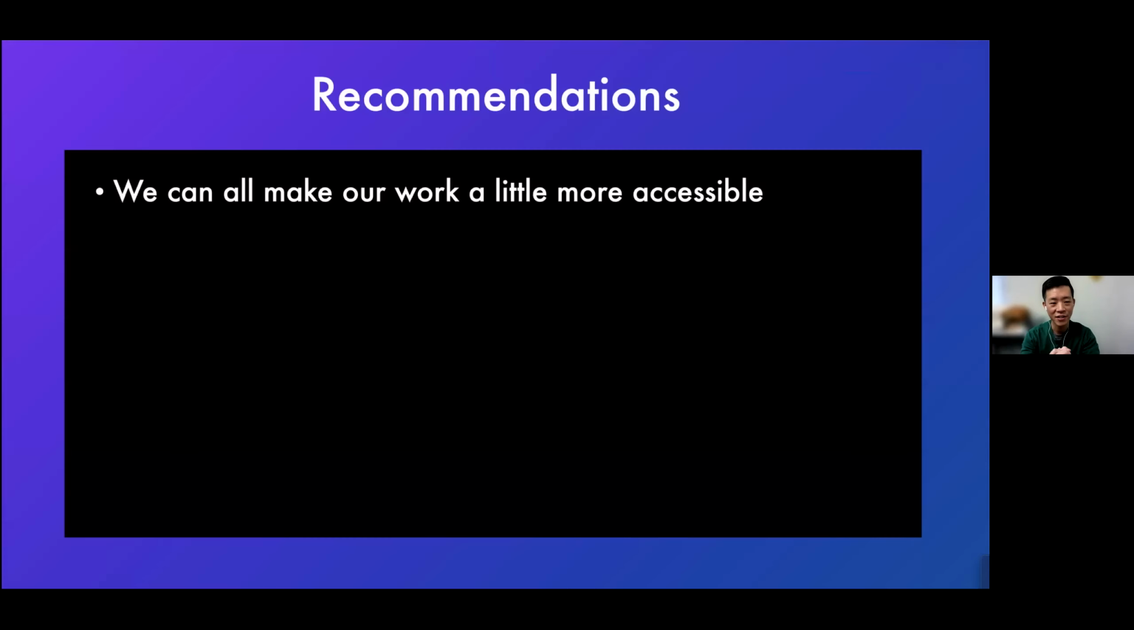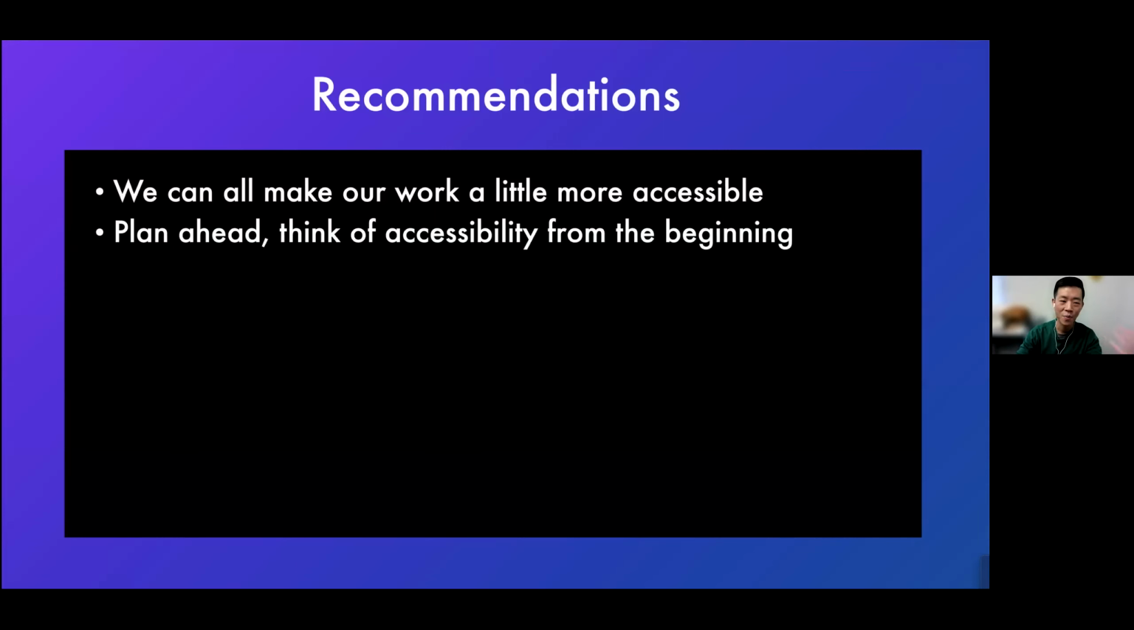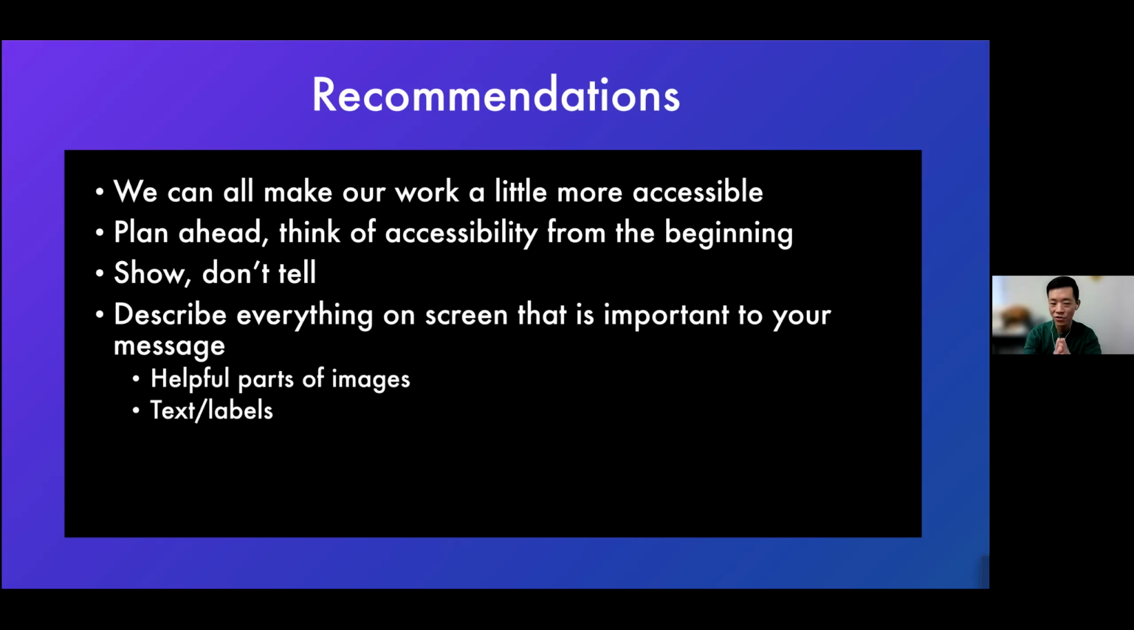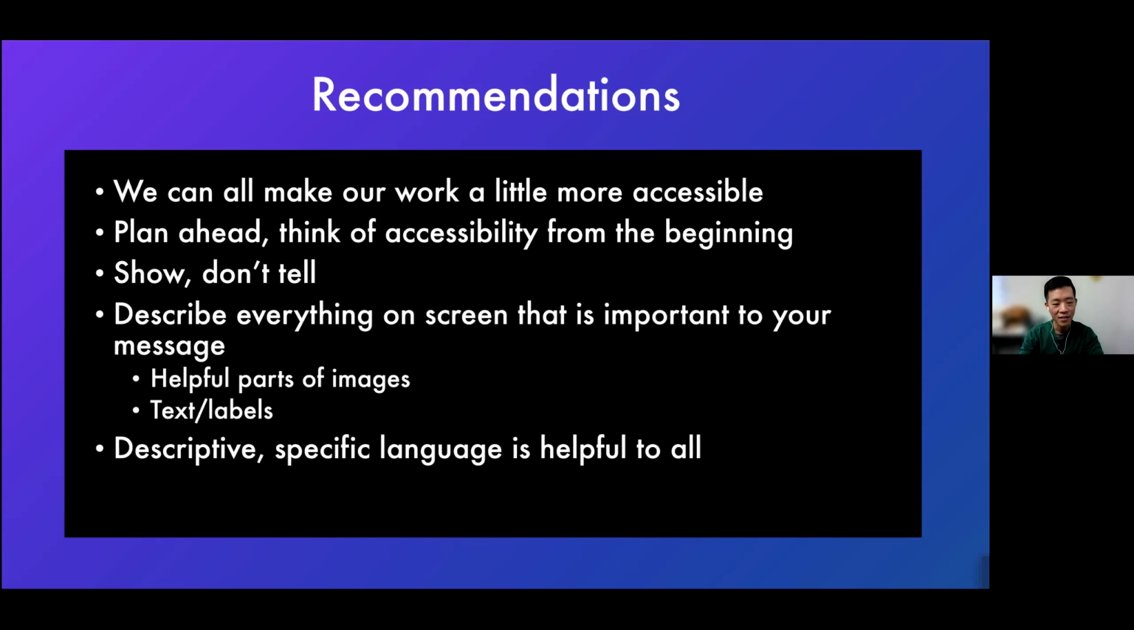So recommendations, again, we can all make our work a little bit more accessible. Plan ahead, think of accessibility from the beginning, especially if we're creating something like an animation. Use showing writing, not telling writing, that's just good writing in general. Describe everything on the screen that's important to our message, including all helpful parts of images and all text and labels. Being descriptive and using specific language is helpful to everybody. So I think a lot of times we want to say something and perhaps show something else on screen.